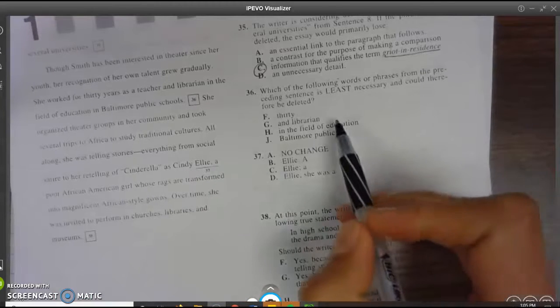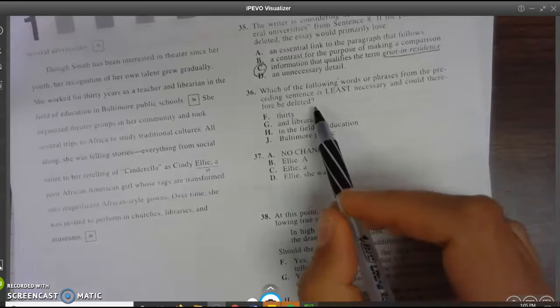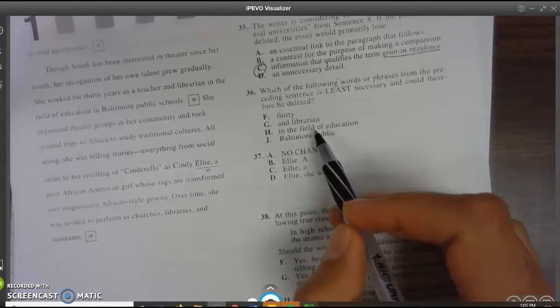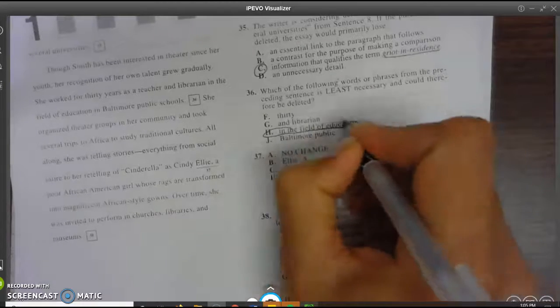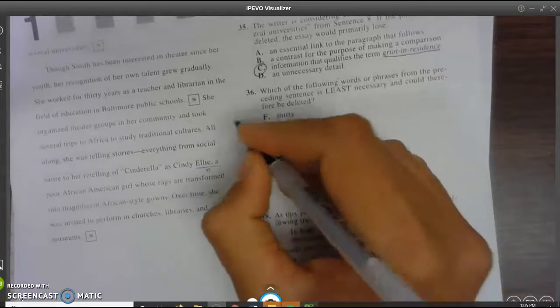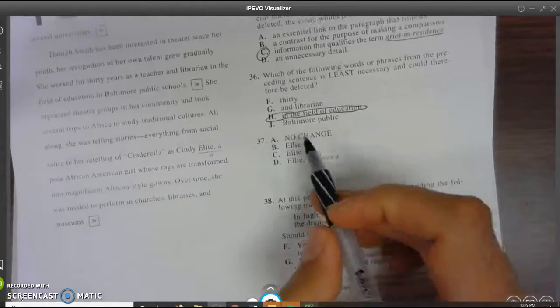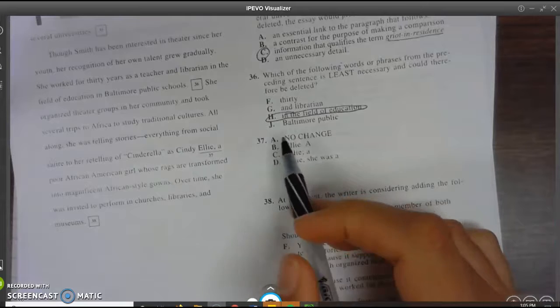So least necessary. 30 years? She worked as a teacher and librarian. Oh, I think field of education, because teacher and librarian already refer to that. 37.